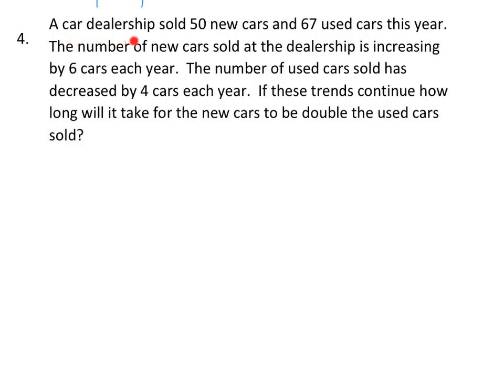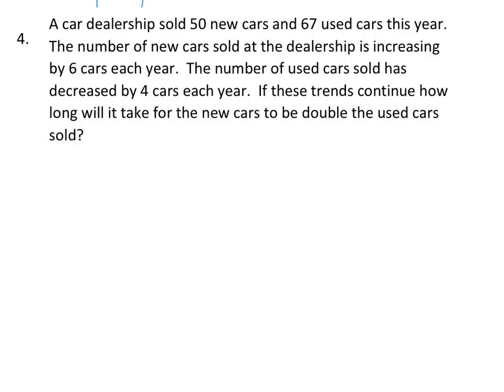Alright, a car dealership sold 50 new cars and 67 used cars this year. The number of new cars sold at the dealership is increasing by 6 cars each year, and the number of used cars sold has decreased by 4 cars each year. If these trends continue, how long will it take for the new cars to be double the used cars sold?